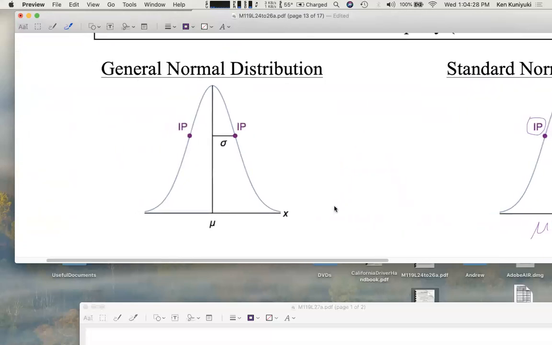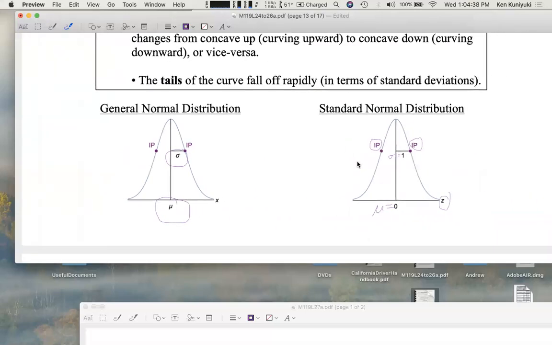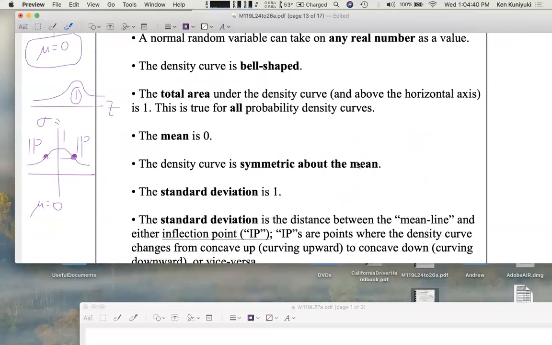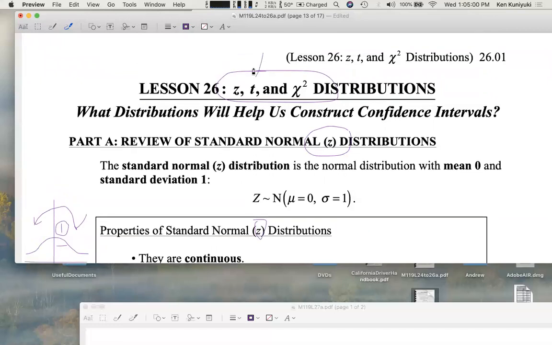More generally, for a general normal distribution, the mean does not have to be at 0. The standard deviation does not have to be 1, although it does have to be positive. Okay, but those are for general normal distributions. The Z is the star of the show. The key normal distribution we're going to deal with is the Z distribution, the standard normal. So that was a review of the standard normal Z distribution. We're going to explain and discuss similarities and differences between the Z distribution, the t distributions and the chi-square distributions later on.